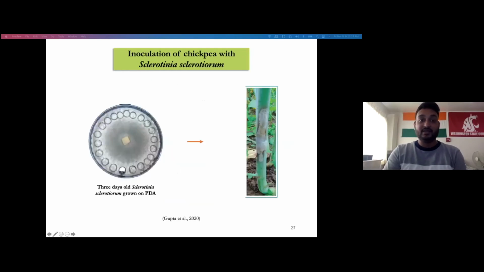The final experiment was with Sclerotinia. The Sclerotinia inoculation method is quite straightforward, where we take a fungal plug and stick it to a plant, and then wrap that fungal plug with parafilm or plastic tape so that it doesn't fall off. And you can start seeing the disease just 2 days after doing this.